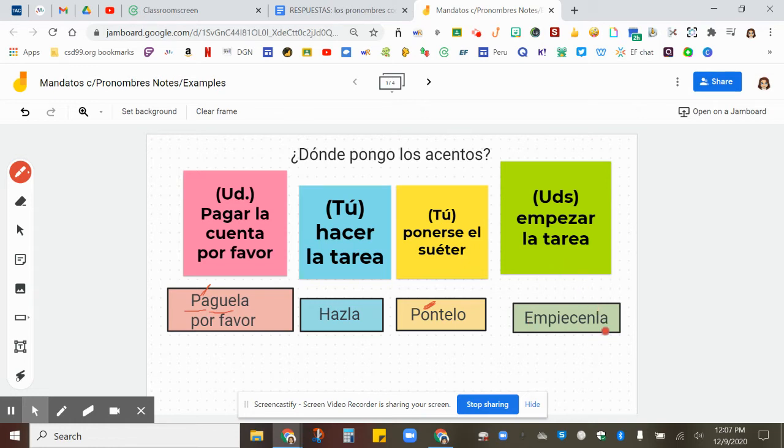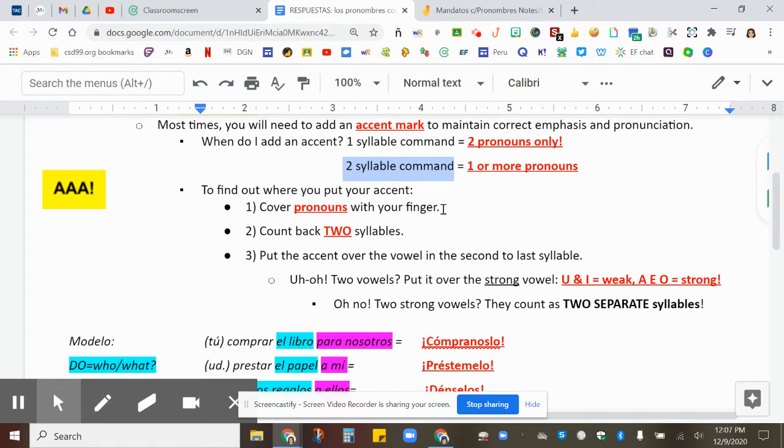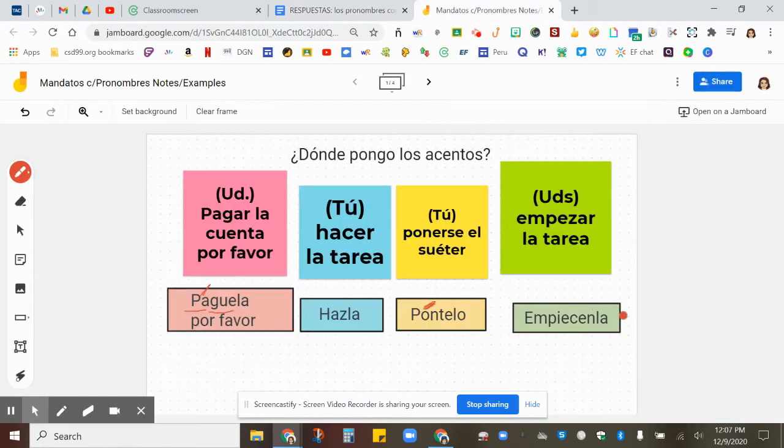How do I find where to put the accent mark? Empiecen is clearly a two-syllable command, more than two syllables actually, and it has one pronoun, la, for la tarea. How do I find where to put the accent mark? Cover up the pronouns, count backwards two syllables from the end of the verb, add an accent mark on the vowel in the second to last syllable. So I'm going to cover up la. I'll divide my verb empiecen into three syllables. Empiecen. This is my first syllable. This is my second to last syllable.